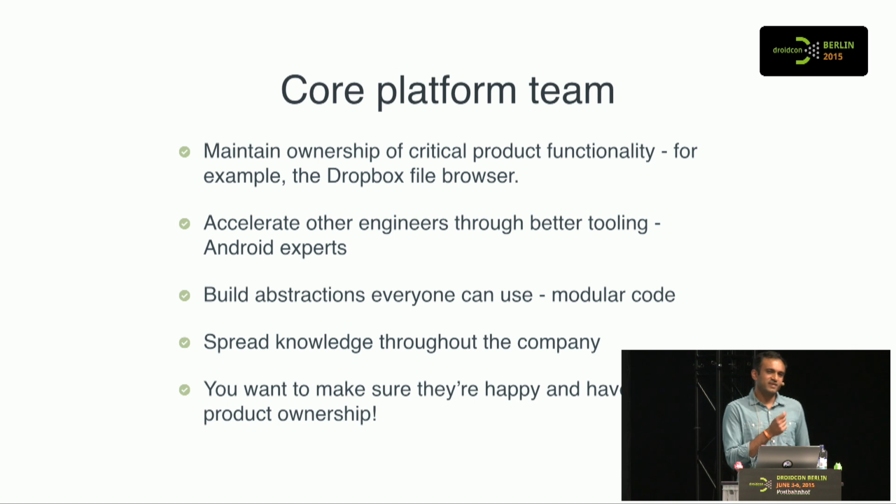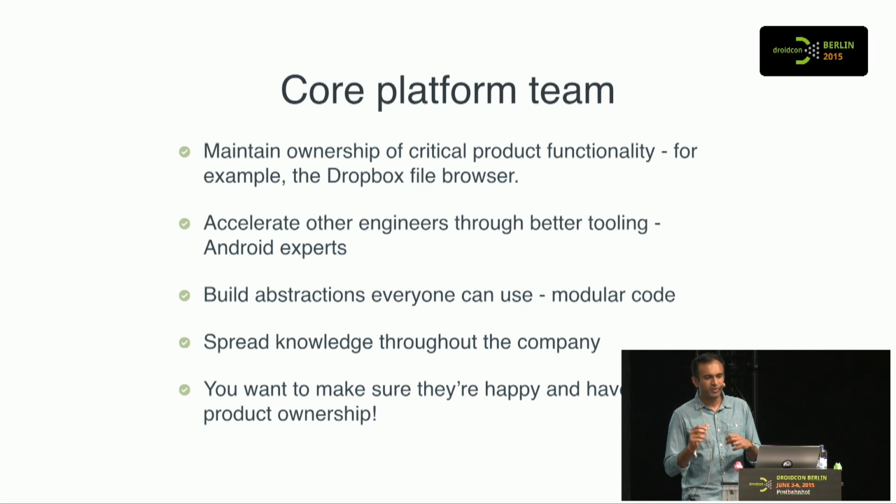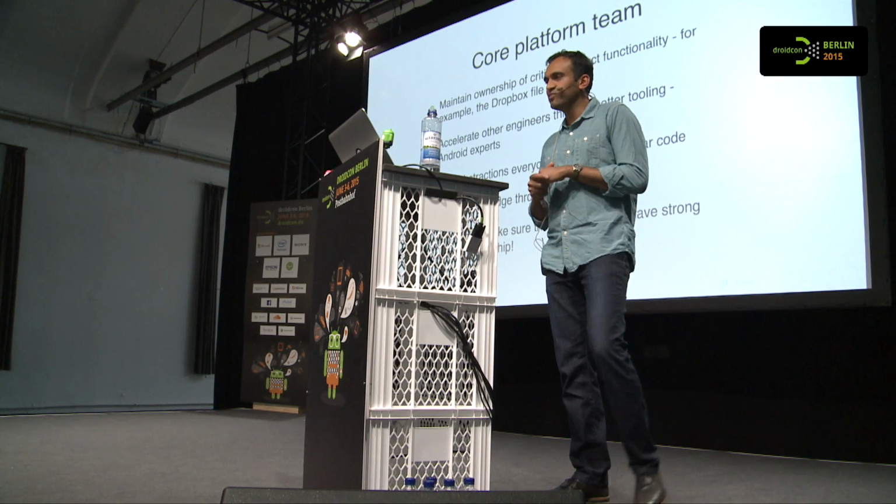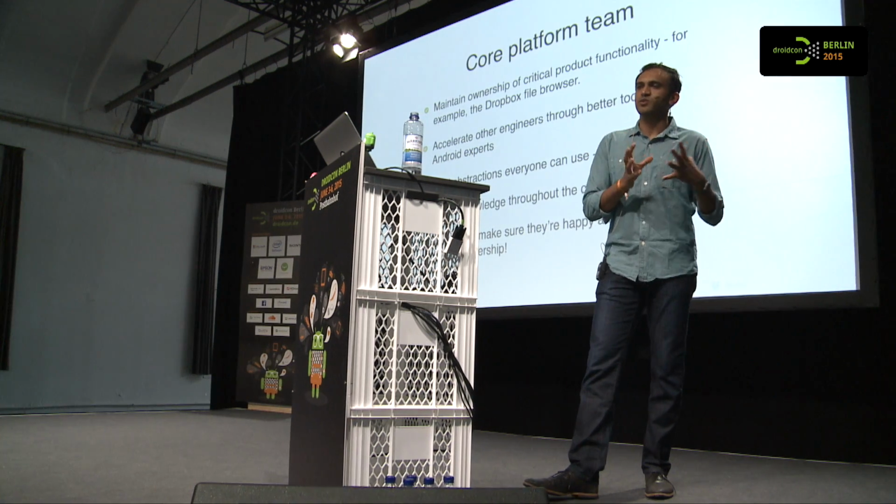You want to really make sure that if you have this model, this core platform team is happy and they have strong product ownership, because otherwise it's very easy to put them in this role where they're just fixing bugs or fixing other people's problems or doing code reviews, and it can lead to people getting dissatisfied. So you want to be careful about making sure they actually feel strongly vested in the product.